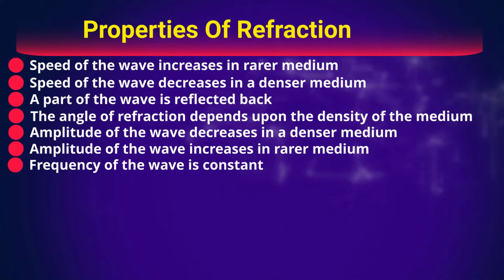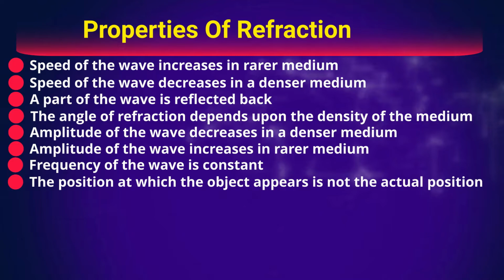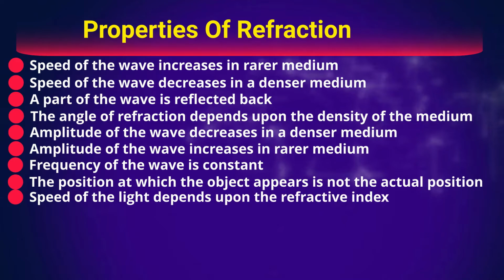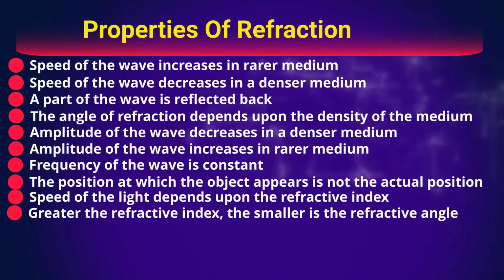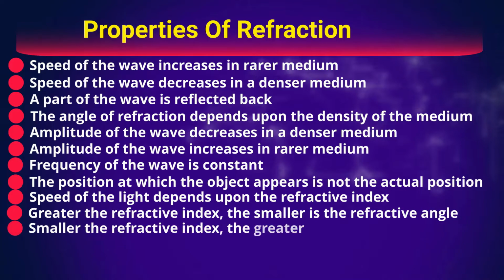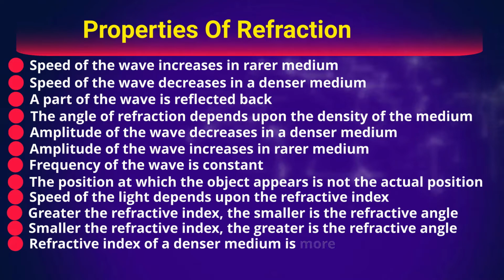The position at which the object appears is not the actual position. Speed of the light depends upon the refractive index. Greater the refractive index, the smaller is the refractive angle. Smaller the refractive index, the greater is the refractive angle. And refractive index of a denser medium is more than the rarer medium.